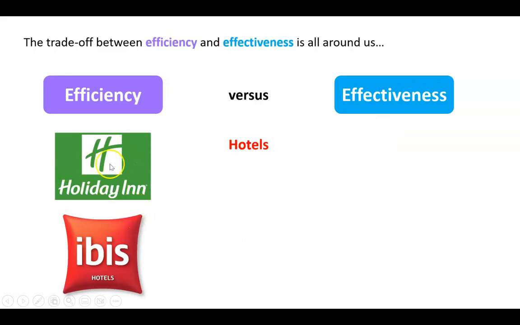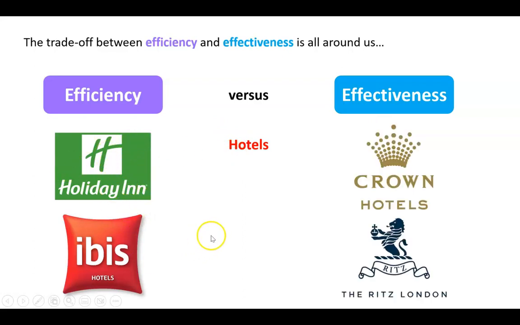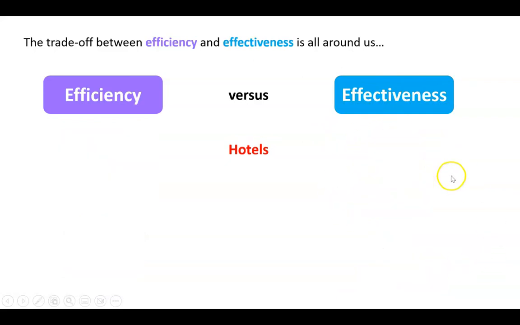Hotels, you've got budget hotels like the Holiday Inn or Ibis, and whereas effectiveness, a Crown Hotel or a Ritz London, something like that, they're very high quality.